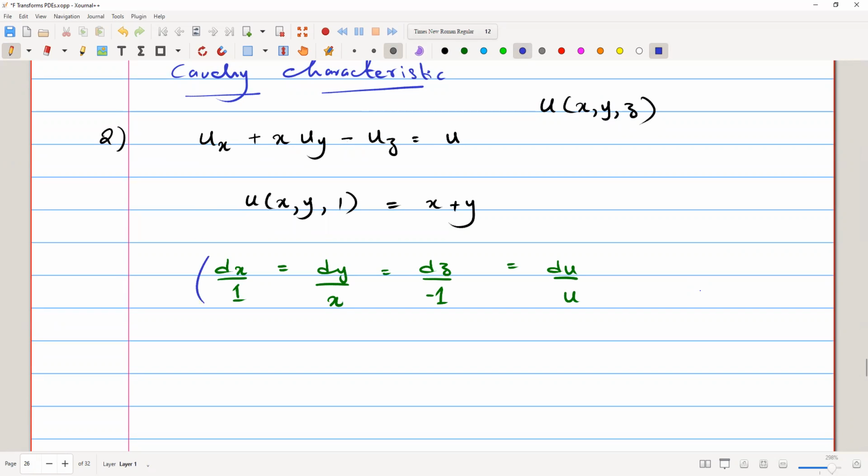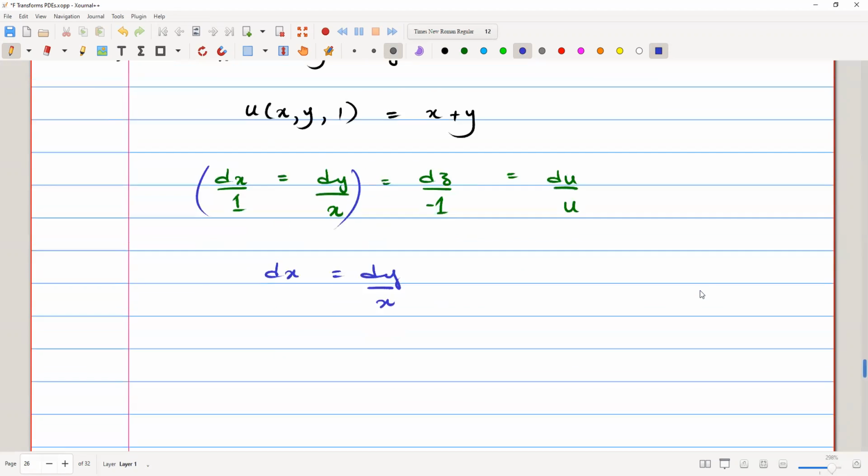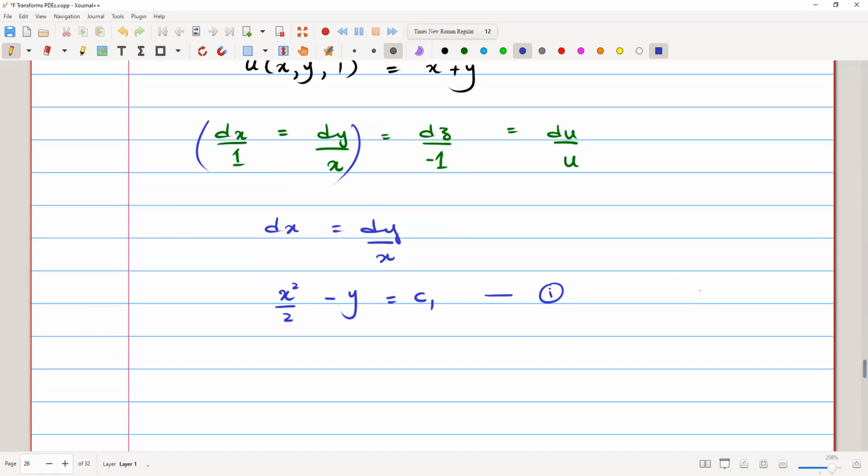solvable. This pair is easy to solve: dx equals dy over x, and this is separable. When we solve it we get x squared over 2 minus y equals c1. We can call it equation 1, and then we take another pair, this one and this one. So this will be dx equals negative dz, and by integrating we get x plus z equals c2.